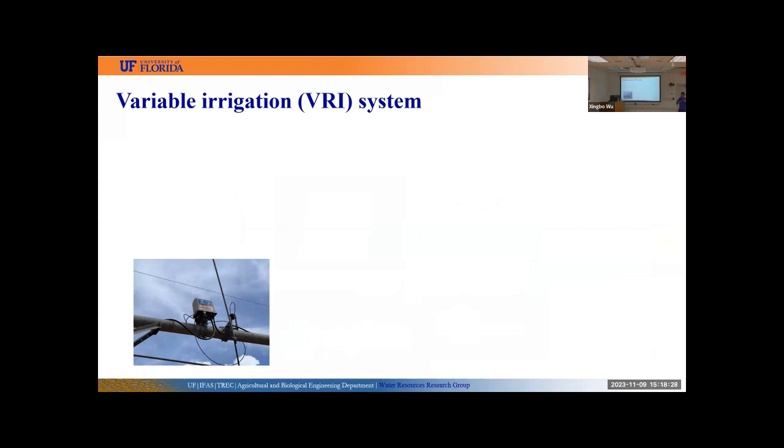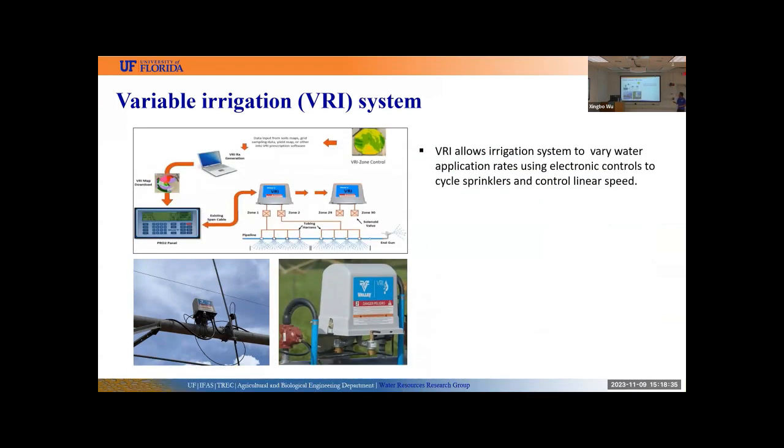This technology gives the irrigation system the capability to distribute different amounts of water across the field. How this VRI technology controls the irrigation system is that it controls the sprinklers and the linear speed. For instance, if you want to apply 50% of irrigation, the VRI turns the irrigation sprinkler on and off every 30 seconds. And by doing that, it applies only 50% irrigation application.